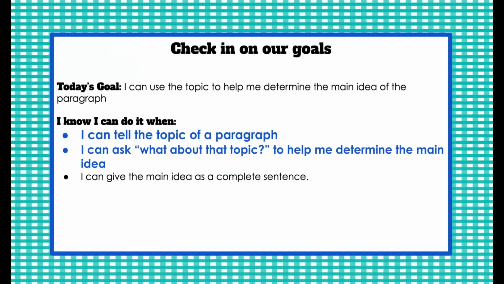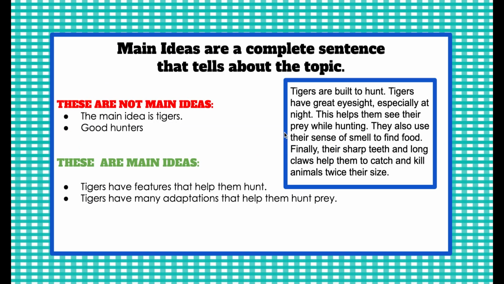All right. So now we've figured out how we can tell the topic of a paragraph, and we know how to ask ourselves, what about the topic, to help us figure out the main idea. We're down to the last piece, and it's the easiest part. We want to make sure that when we give the main idea, we give it as a complete sentence. So, main ideas are a complete sentence that tell about the topic. I gave us one last paragraph example, and I want to show you some common mistakes I see kids make. Here's our example.